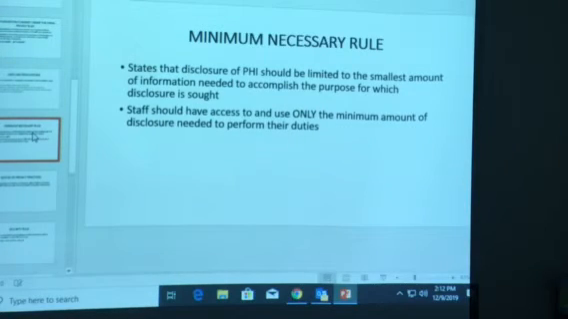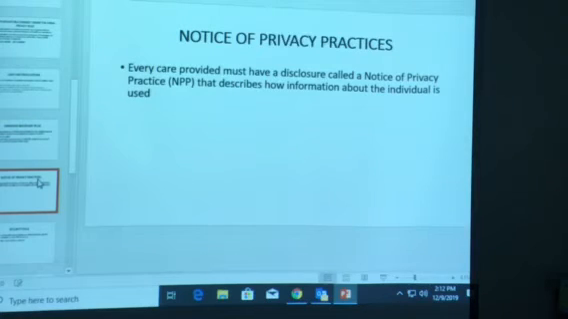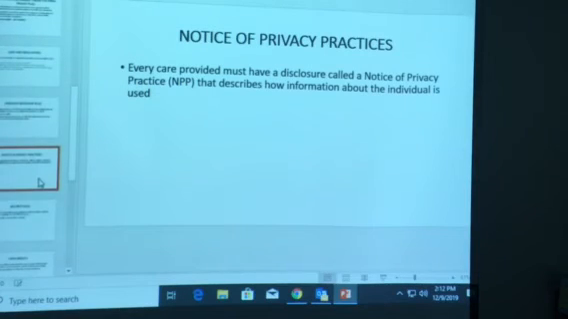The minimum necessary rule states that disclosure of PHI should be limited to the smallest amount of information needed to accomplish the purpose for which disclosure is sought. Staff should have access to and use only the minimum amount of information needed to perform their duties. Notice of privacy practices. Every care provider must have a disclosure called a Notice of Privacy Practices, an NPP, that describes how information about the individual is used.